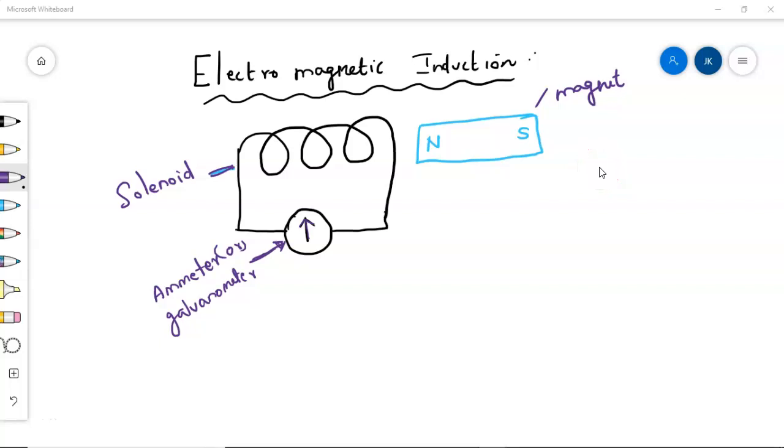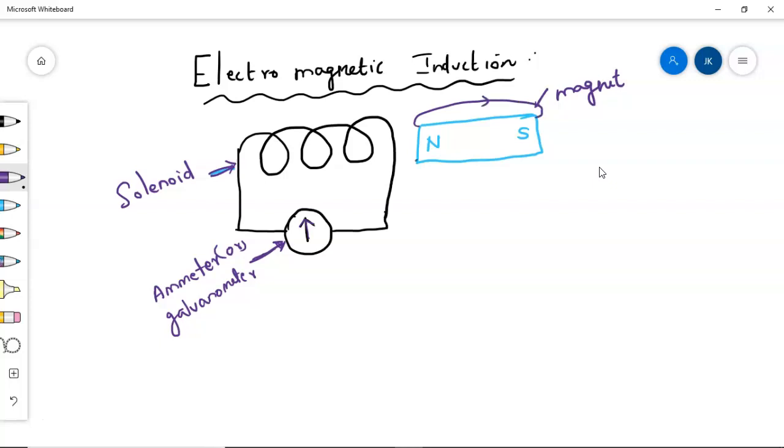Electromagnetic induction. Here is a solenoid and here is a meter or galvanometer. You can connect it. A galvanometer is a device to detect current, like a meter, but the galvanometer is more sensitive. Even a small amount of current can be detected. And here is a magnet, and here the north pole is facing toward the solenoid right now.